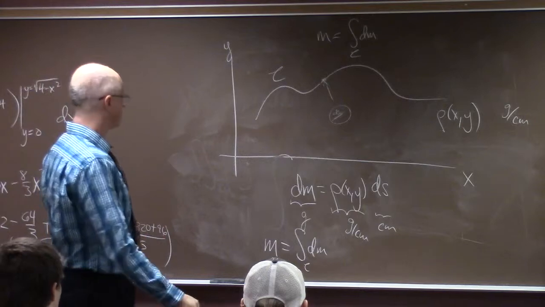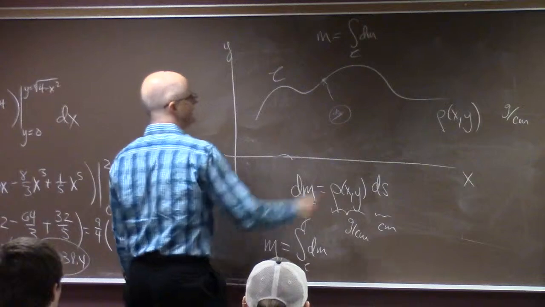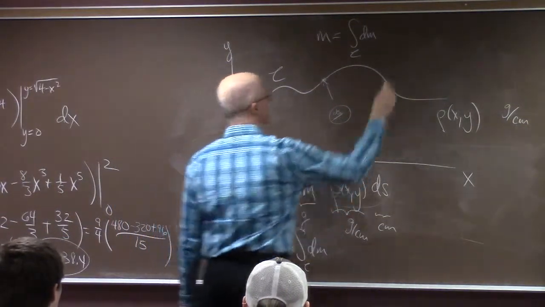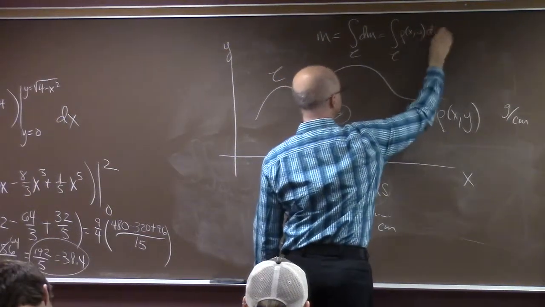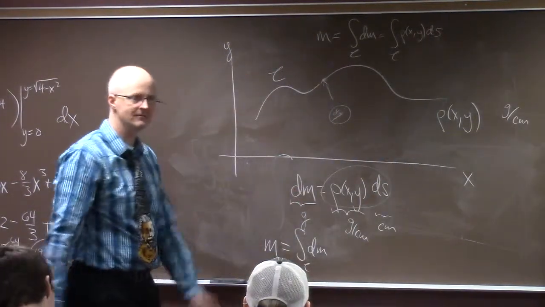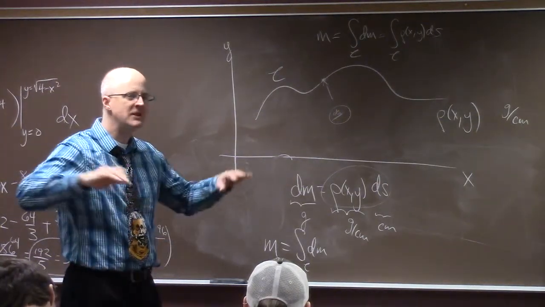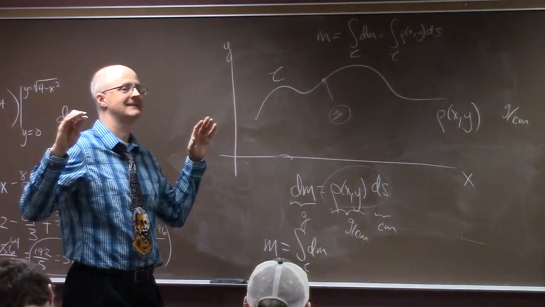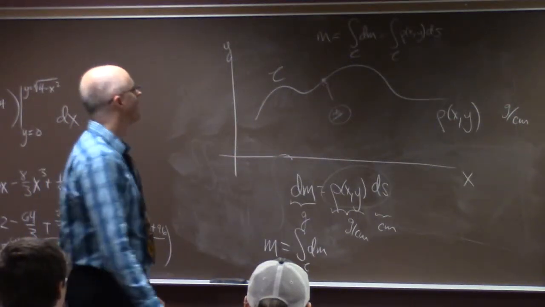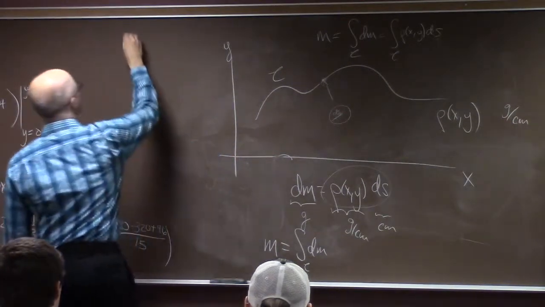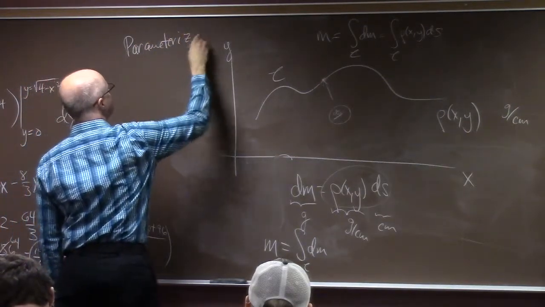But that begs the question. Oops. Okay. Not a mistake. I need to replace the dm with rho of xy ds. But that begs the question, how do you calculate that? What you do is you parameterize the curve. Parametric equations never go away in this class. Right? They're always there somewhere in the background, useful in some way. We want to parameterize the curve.